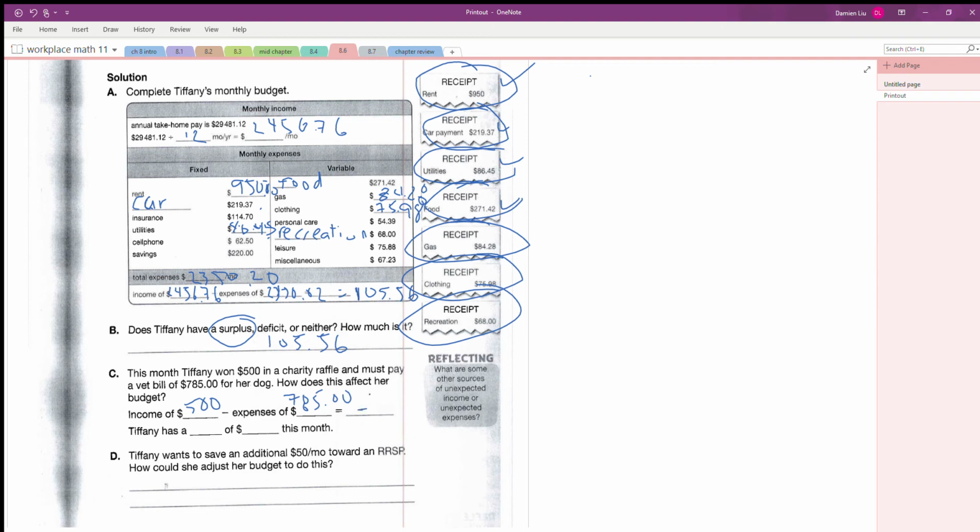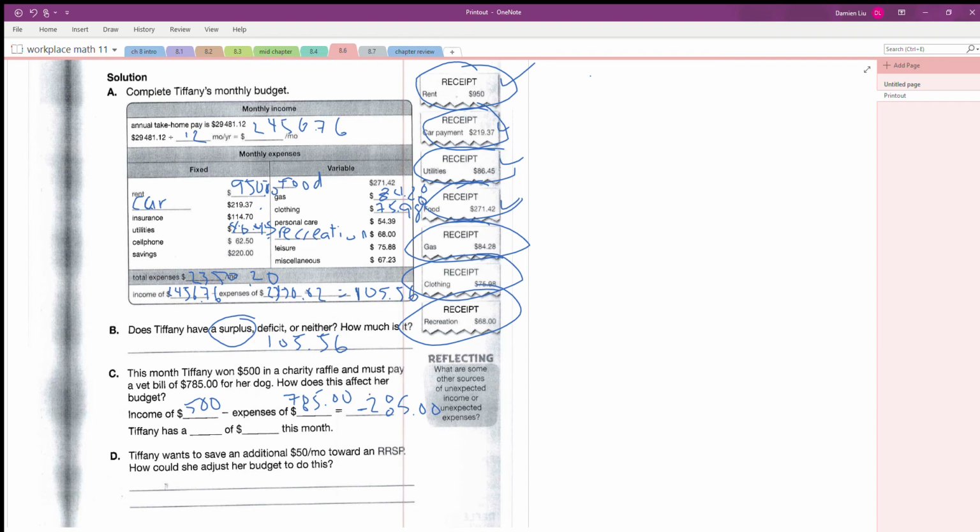down. She is minus because she didn't actually have enough to pay her bill here. So it's $285, but she had $105.56 extra as a surplus. But now this is new information. This has affected her actual status. So where is she at? She's got 105.56 as an extra amount, but this month she has had to take away 285.